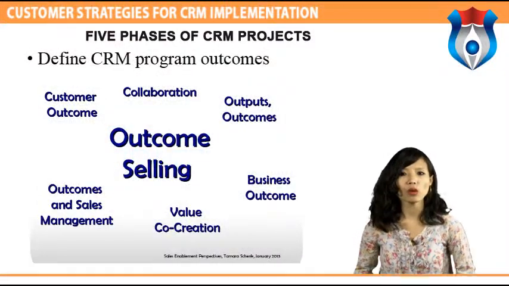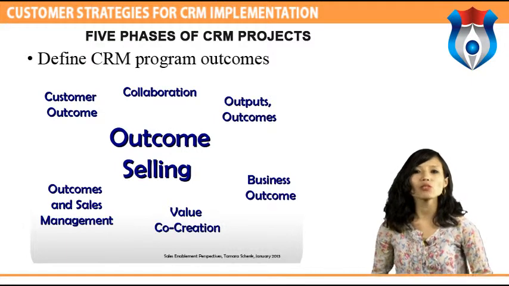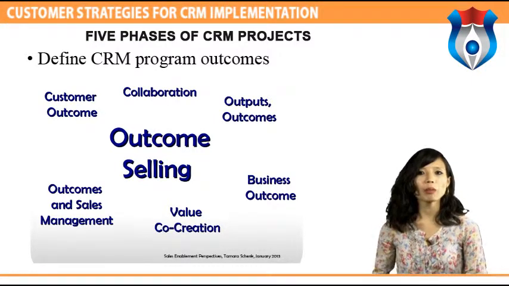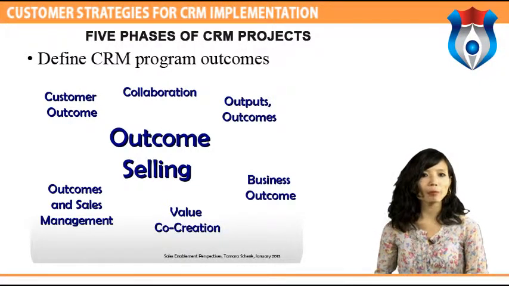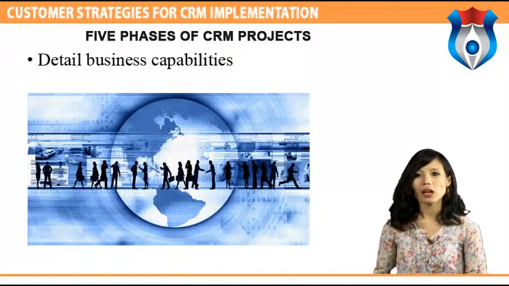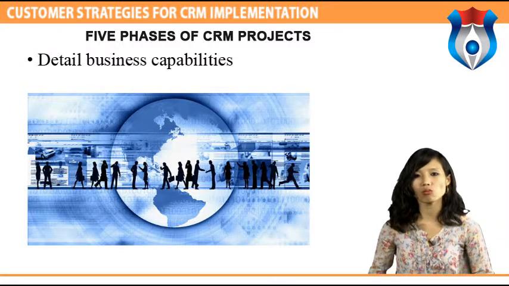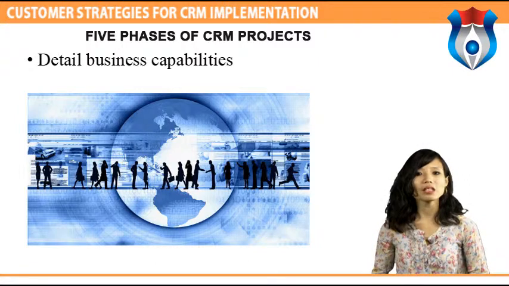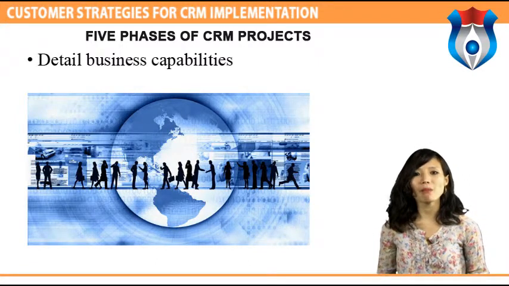Define CRM program outcomes. Define the business results the CRM program will help us to achieve targets. Frequent examples include enlarge customer wallet share, reduce cost of marketing campaigns, and improve customer experience. Detail business capabilities. Identify the exact business processes needed to achieve the desired business result. Frequent examples include improved territory management, enhanced account planning, and better case management processes.